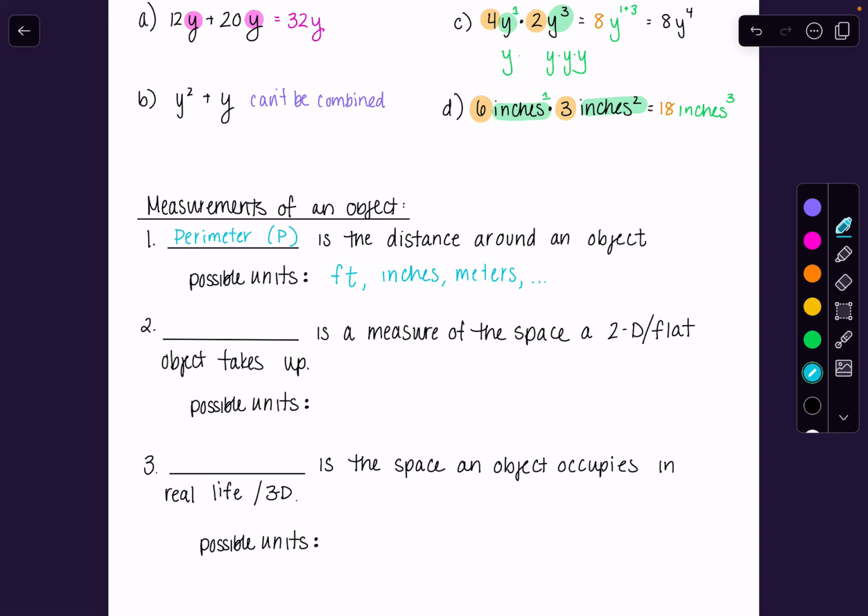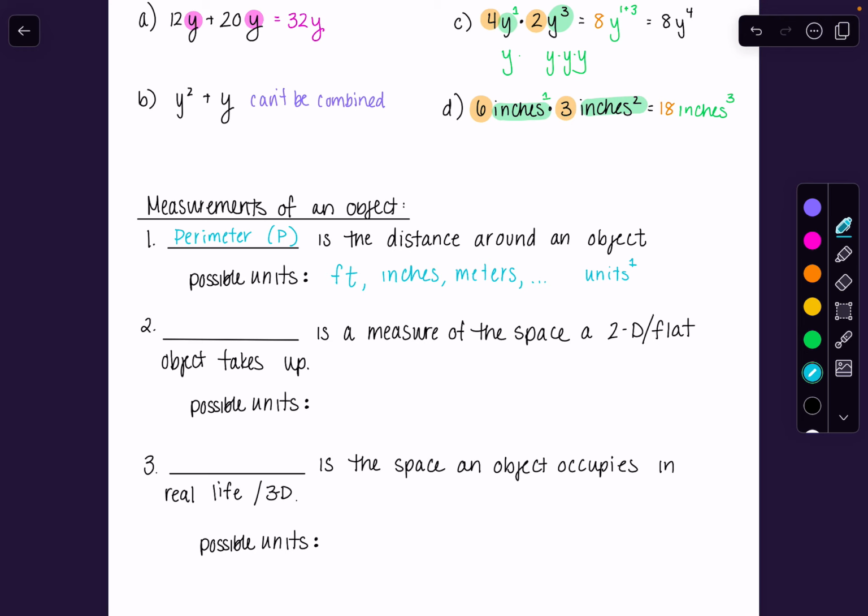So all of these are always going to be units to the first power, just whatever your unit has to be for that problem. Could be centimeters, could be millimeters. But perimeter is a 1-dimensional distance. So it's always going to be just units.